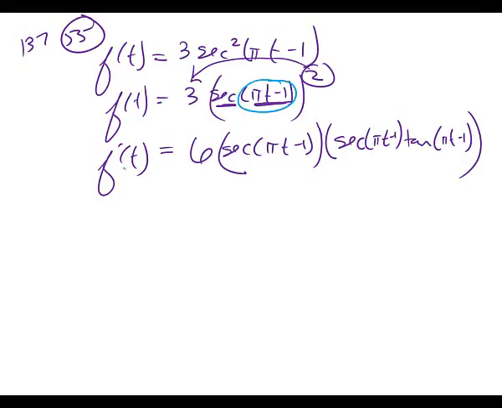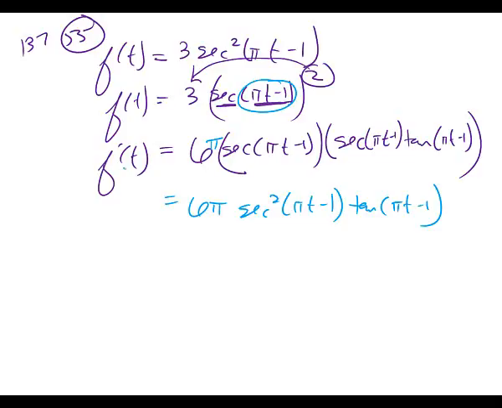What's the derivative of this inside piece? What's the derivative of pi t? Pi. Pi is a number, right? Notice I just snuck it in front. Could I rewrite it? Say it's multiple choice. They're probably going to do this: secant squared of pi t minus 1 times tangent of pi t minus 1.